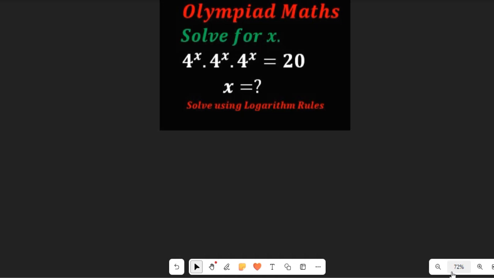Hello, let's use some rules of logarithm and indices in solving this nice Olympiad exam math question. We're asked to solve for x in 4 to the power of x multiplied by 4 to the power of x multiplied by 4 to the power of x equal to 20.